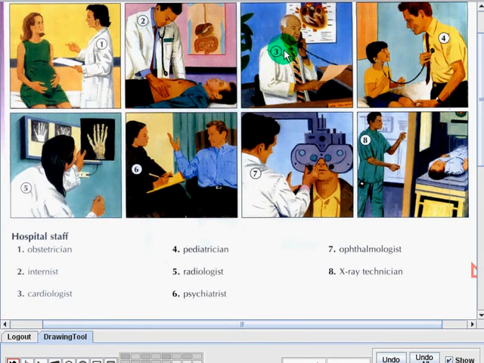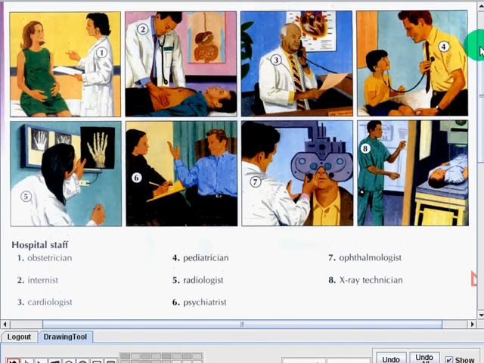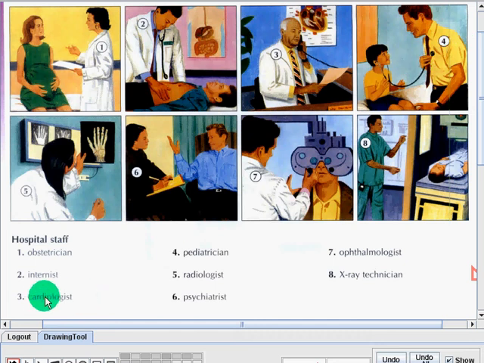In number 3, we have the cardiologist. A cardiologist is a specialist in the structure and function and disorders of the heart. So if ever you have a heart problem, you need to look for a cardiologist. Consult a cardiologist. Next, in number 4, the pediatrician.